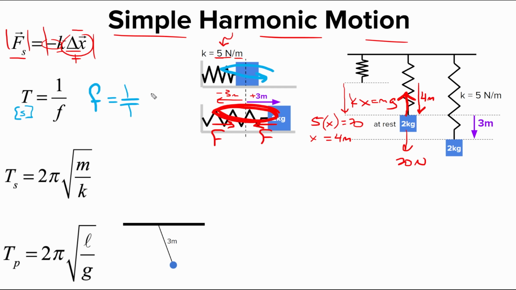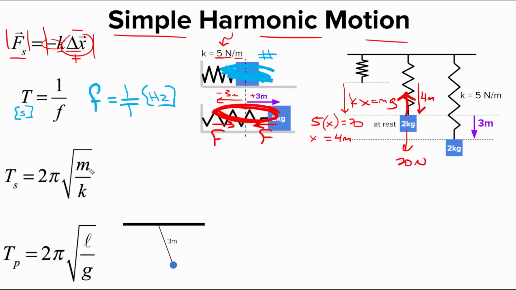Frequency would have units of 1 over seconds. That's just hertz. So the frequency is the number of times it does this in 1 second. It's the number of cycles in 1 second. And the period is the number of seconds in 1 cycle. So these are just inversely related. You can always turn one into the other.